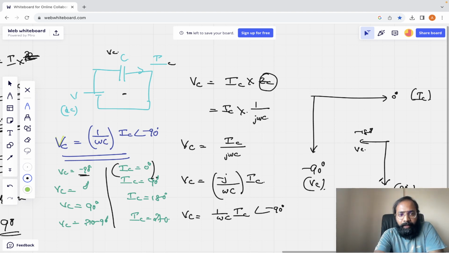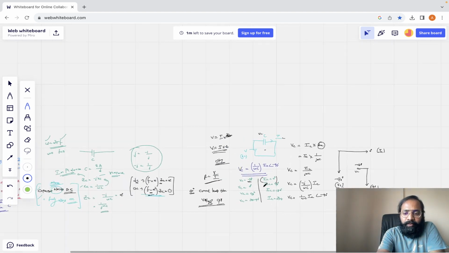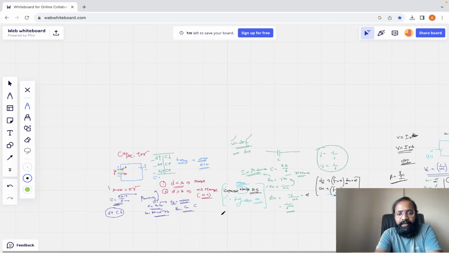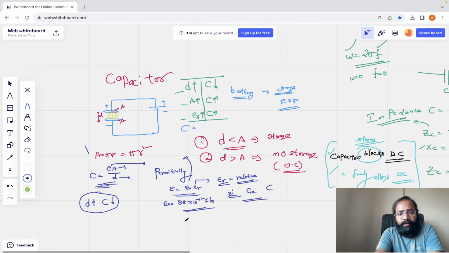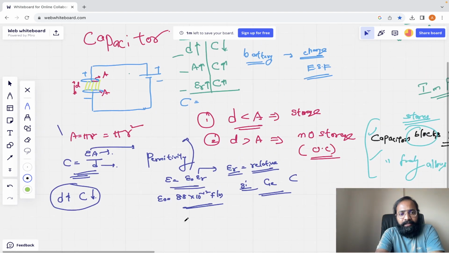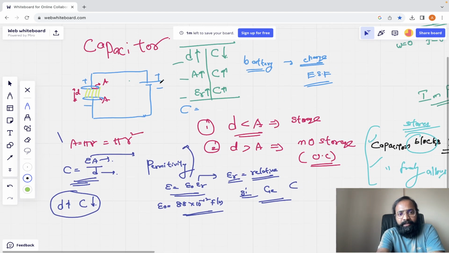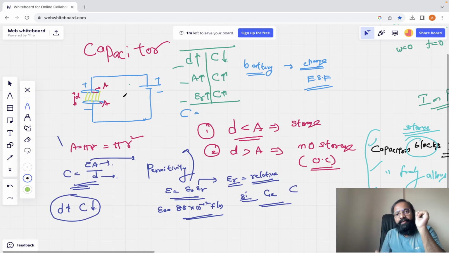Understood this concept? So in this class, we saw the total 3 different types of concepts regarding the capacitance. So the first thing we discussed is that initially it is a capacitor, and basically capacitor is a passive type of device.